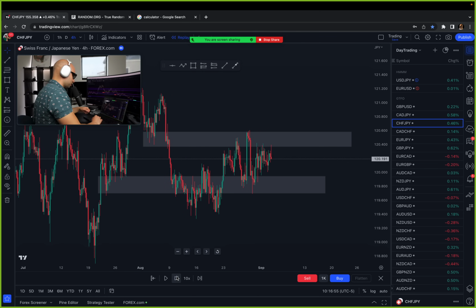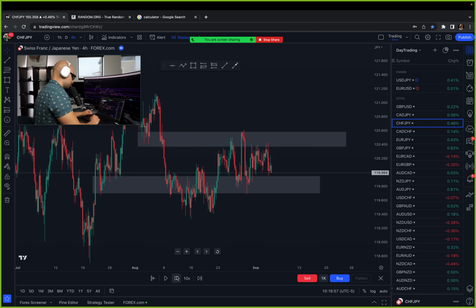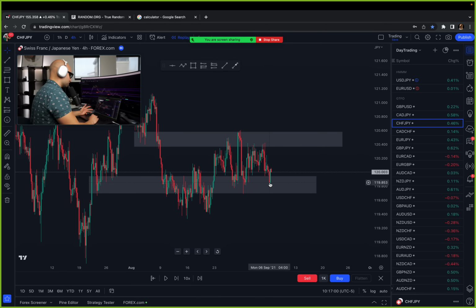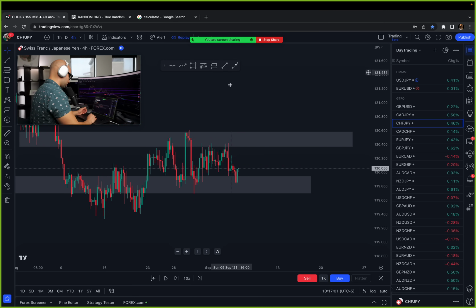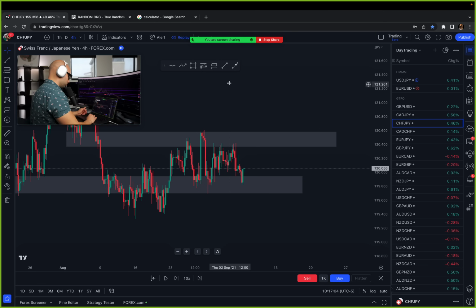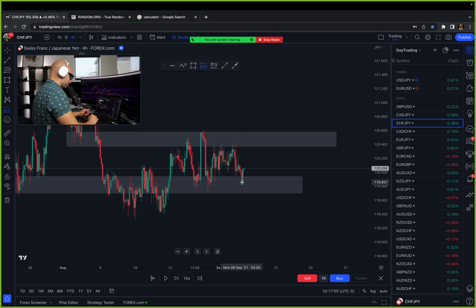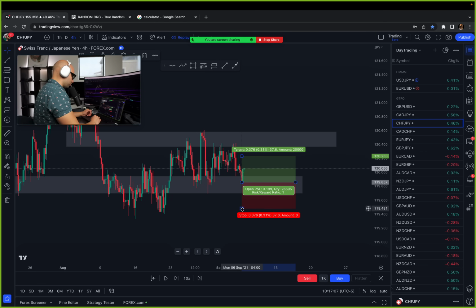So price comes into resistance. Let's let it get nice and deep. So it comes into support. Sweet. So it came nice and deep into the support level. Doesn't get all the way to the resistance zone. Let's do this using a buy right here, and we'll do it with stop losses.